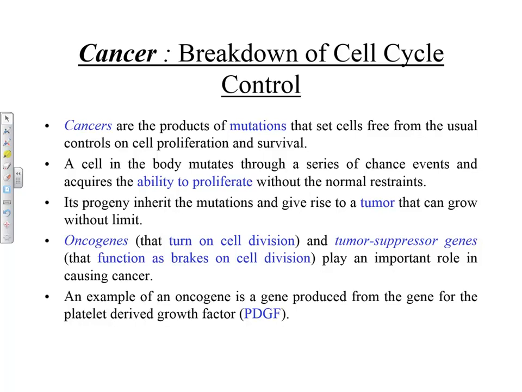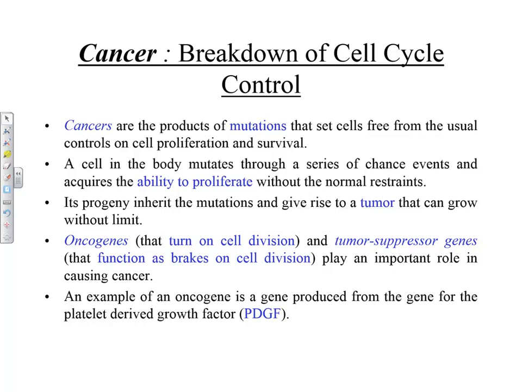One would be what are called oncogenes, right? This is like the accelerator of a car, right? If your accelerator is stuck, then you're in trouble, okay? That's an example of an oncogene. If both your brakes have failed, then also you're in trouble, right? That's a tumor suppressor gene. So oncogenes, which turn on cell division, and tumor suppressor genes, which function as brakes on cell division, play an important role in causing cancer.